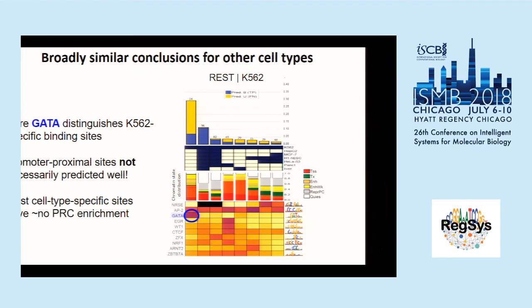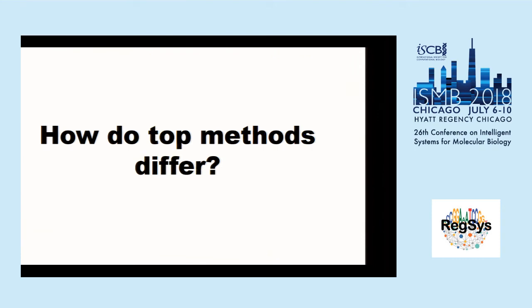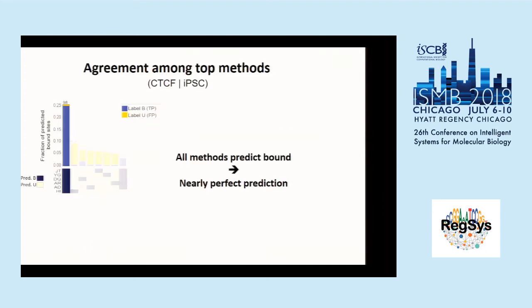So we look at this, and these top methods have very different ways of utilizing sequence and trying to surmount this problem, and we can try to see how they differ by turning this plot around a little, and instead of indexing by the cell types in which sites are bound, index by the top methods' predictions on sites, and break down all the sites which any top method predicts as bound.